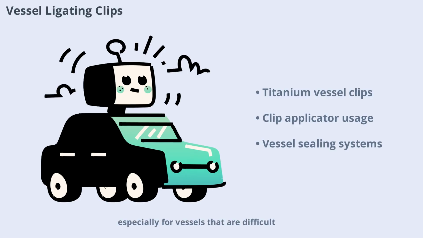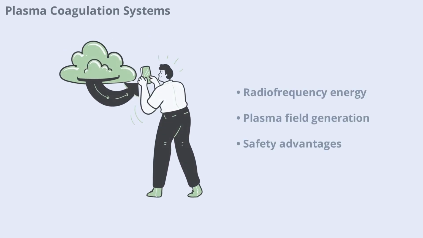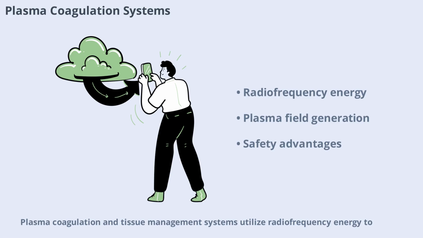or require rapid control. Vessel sealing systems such as LigaSure use electrical energy and adjust current based on tissue impedance, allowing sealing and division of vessels up to 7 mm in diameter without ligation. Plasma coagulation and tissue management systems utilize radiofrequency energy to generate a plasma field of highly ionized particles from normal saline. These particles disrupt organic molecular bonds for tissue dissection and coagulation.